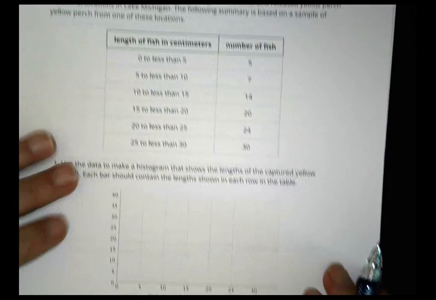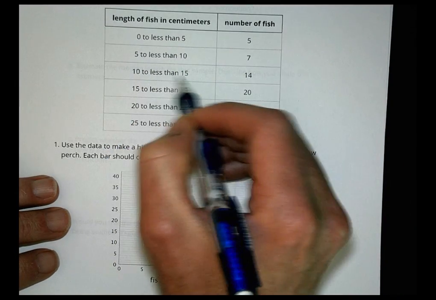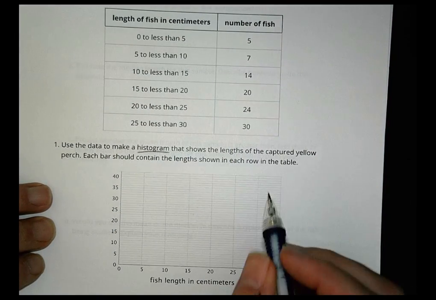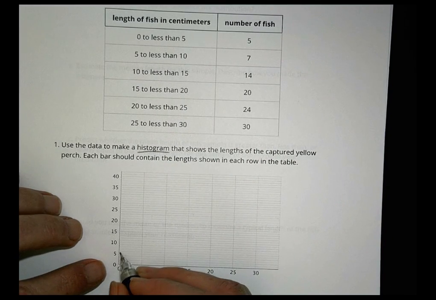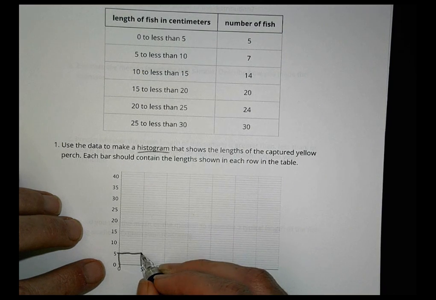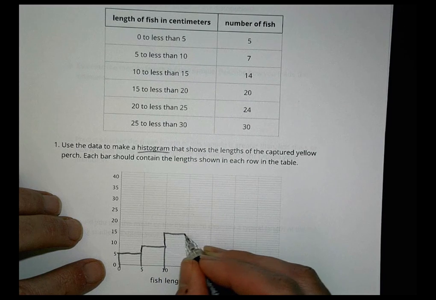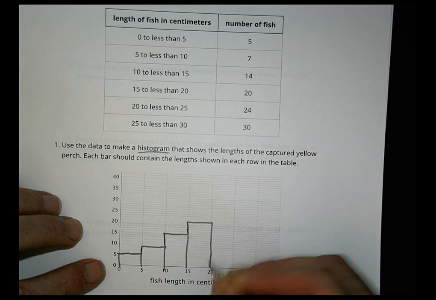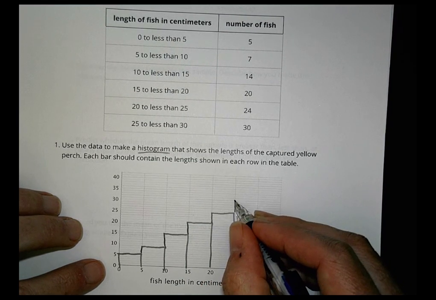So here's our sample. We have 0 to less than 5, 5 to less than 10, 10 to less than 15, and so on with the data. So let's use the data to make a histogram that shows the lengths of the captured yellow perch. Our first group is going to be up to 5. Then we go up to 7 for our next group, then up to 14, then up to 20, then 24, and we go up to 30 for the final group.